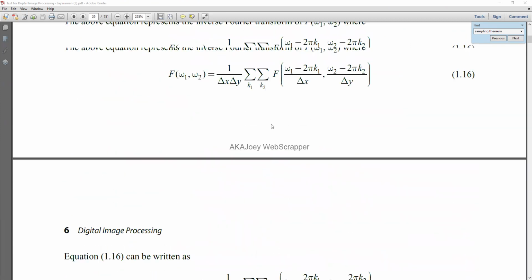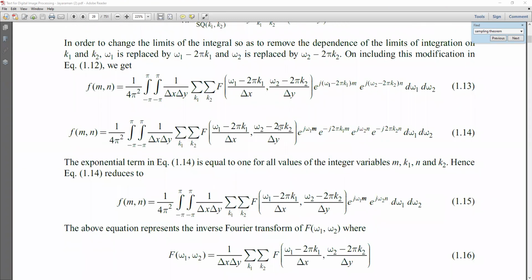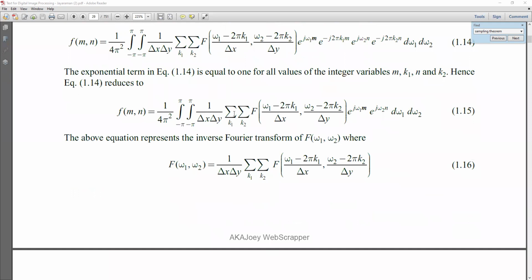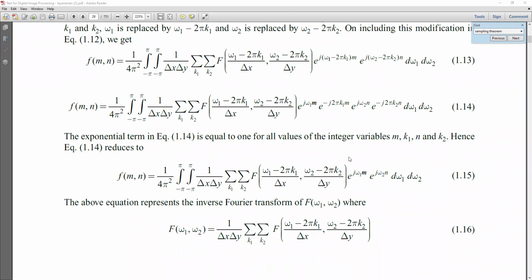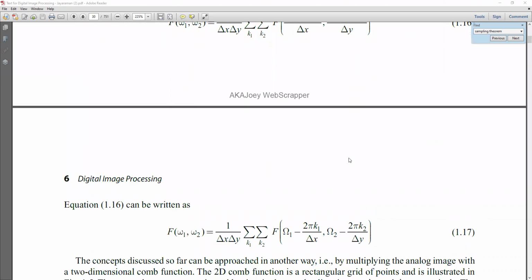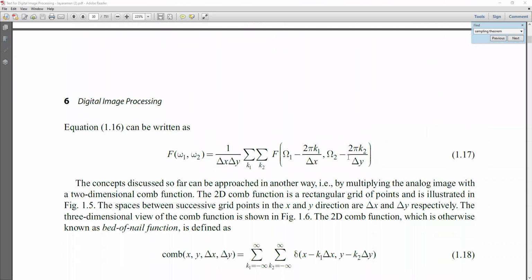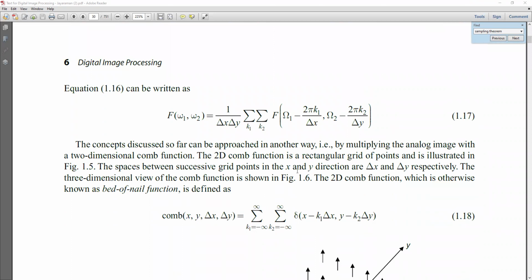So there are two methods explained over here. The first method involves a lot of equations, so I think it will be better to adopt the second method. In the second method, you are multiplying the analog image with the two-dimensional comb function.